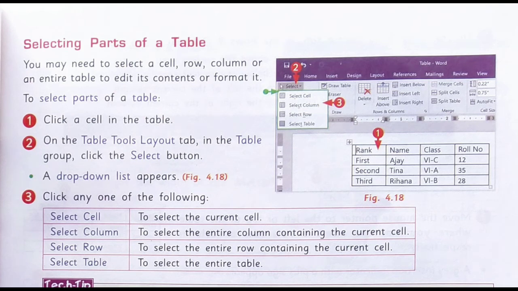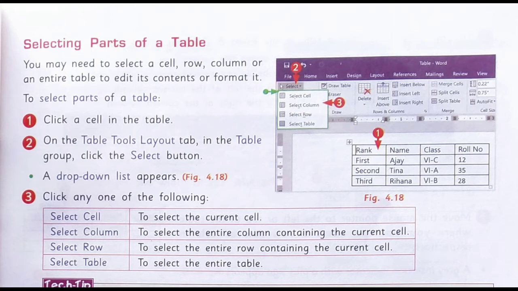Selecting parts of a table. You may need to select a cell, row, column or an entire table to edit its contents or format it. To select parts of a table, click a cell in the table. On the Table Tools Layout tab, in the Table group, click the Select button. A drop-down list appears. Then, click any of the following.